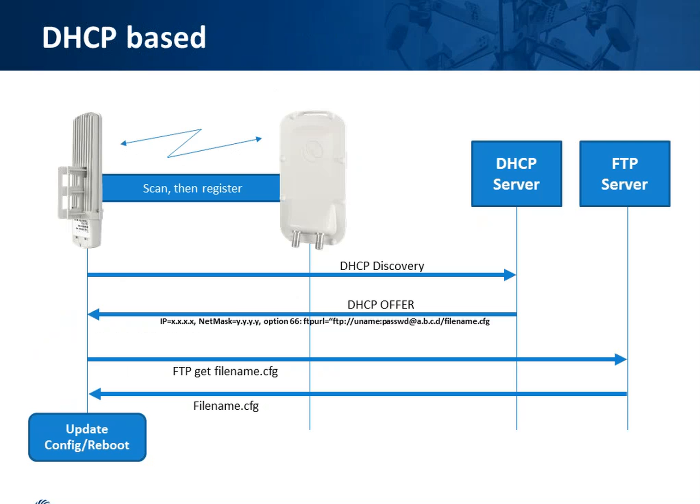This is a network architecture diagram just showing you what happens. The SM scans and registers to that AP. The DHCP discovery packet is sent. It hits the DHCP server, which replies with the offer. Then the SM will FTP to the FTP server behind the network and get that file, transfer it back, update, configure, and reboot. Very simple architecture of how this is operating.